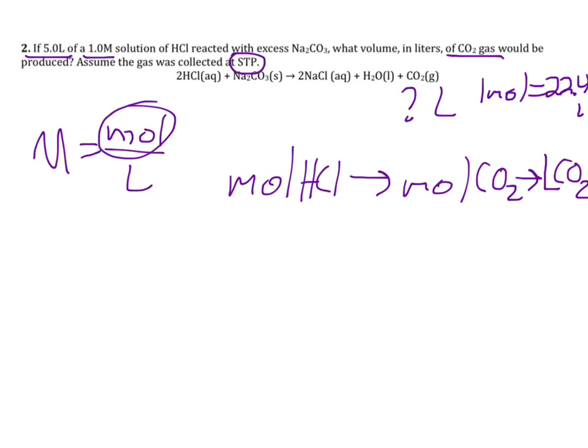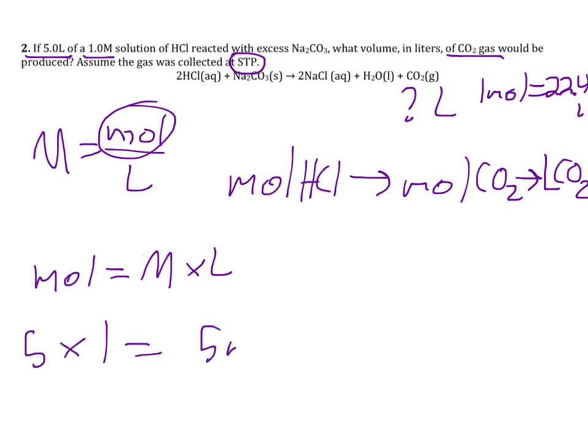So the molarity equation, if you rearrange it, the moles will be equal to molarity times liters. And so that's going to be 5 times 1, which is going to be 5 moles of HCl.